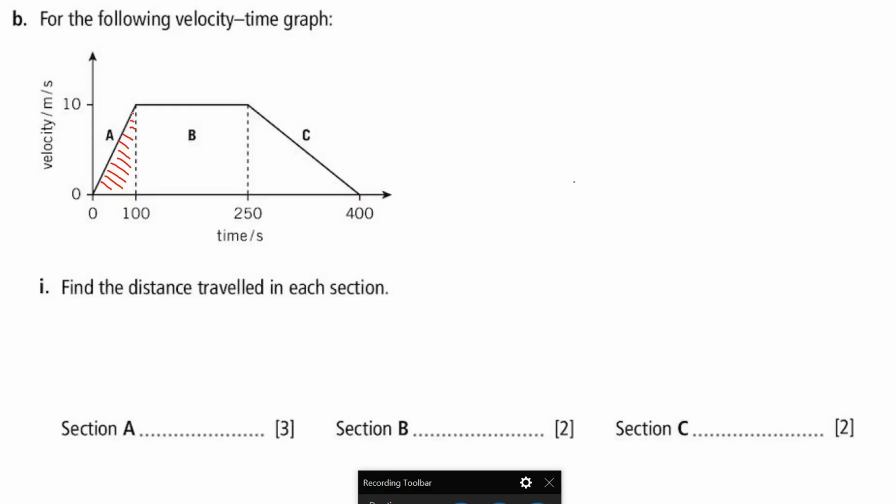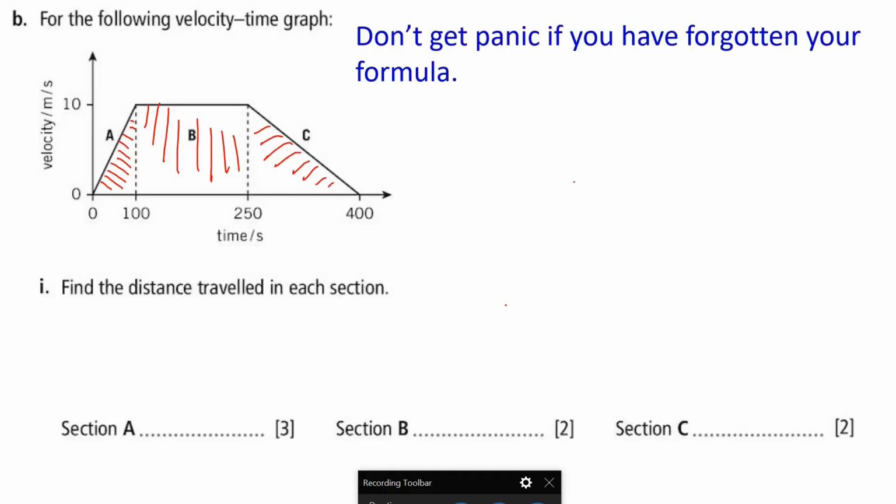Over here you have three sections, so you're asked to find the distance traveled in each section. You have A, B and C. Now if you've forgotten your formula to calculate the area of the triangle, don't panic. Always remember, once you know the area of a rectangle, you can always find the area of the triangle.